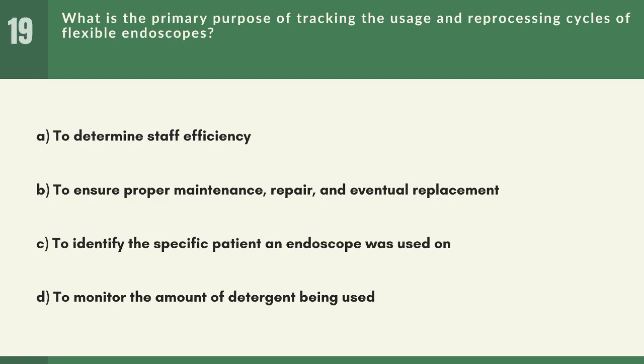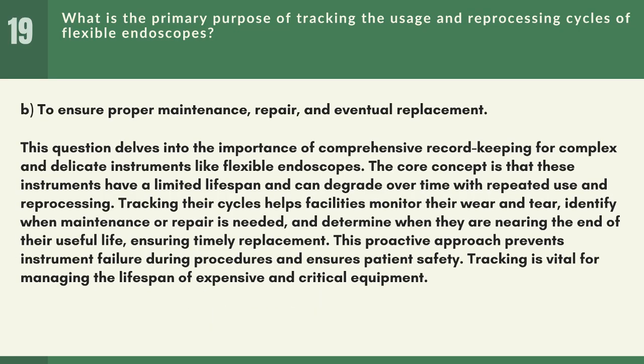Question 19. What is the primary purpose of tracking the usage and reprocessing cycles of flexible endoscopes? A. To determine staff efficiency. B. To ensure proper maintenance, repair, and eventual replacement. C. To identify the specific patient an endoscope was used on. D. To monitor the amount of detergent being used. Answer: B. To ensure proper maintenance, repair, and eventual replacement.